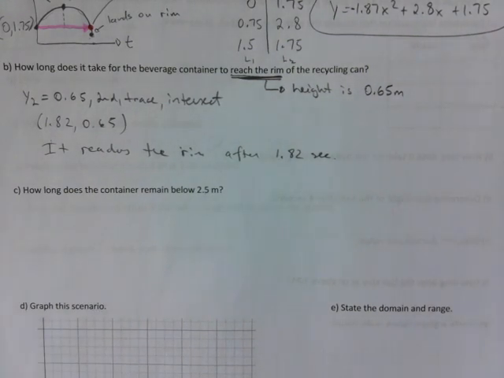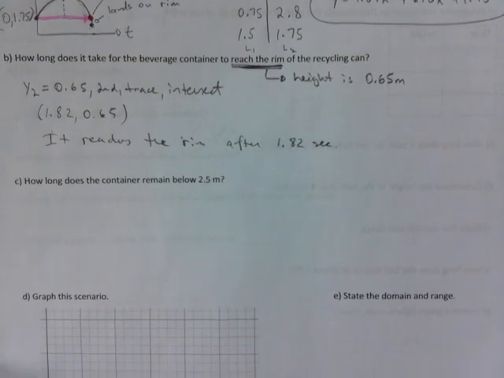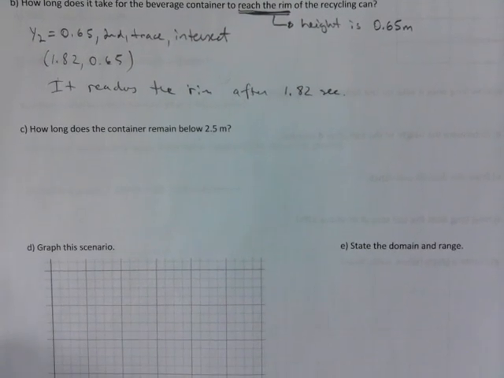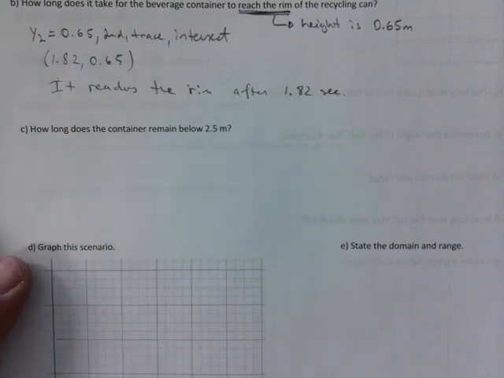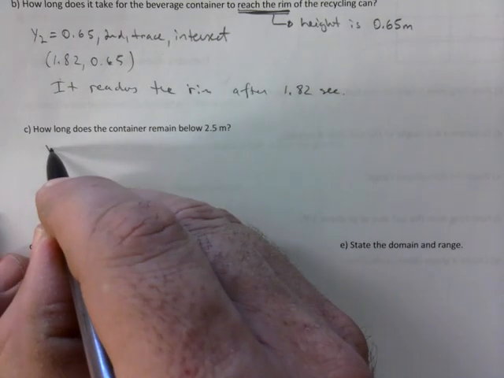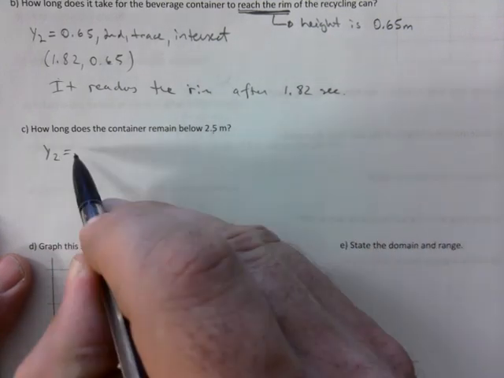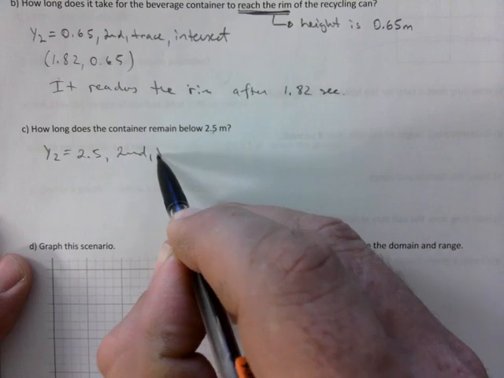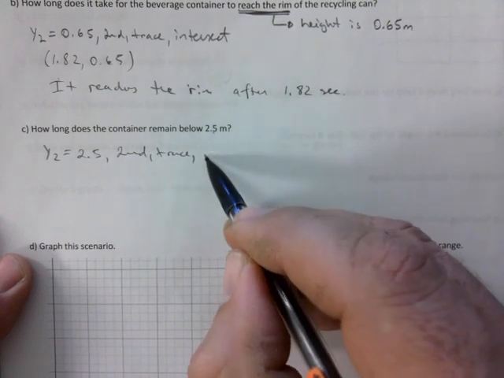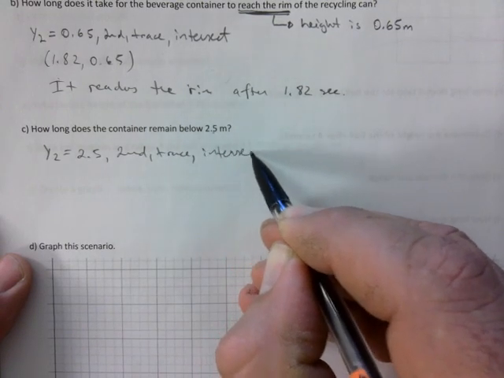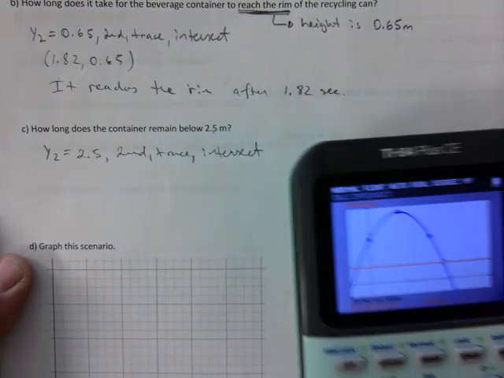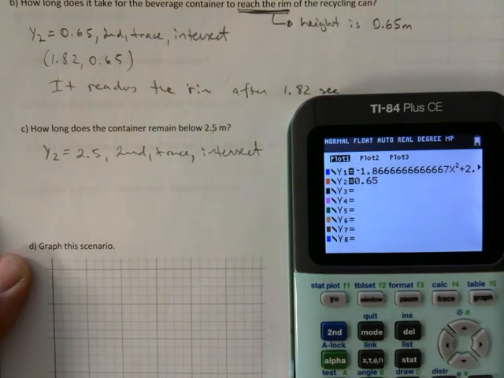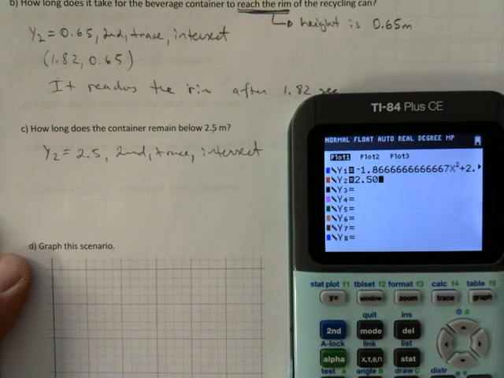How long does a container remain below 2.5 meters? Let's see how that works. We've done these types of questions before. I think what you should know for sure is, well, let's focus in on that height. What happens there? Second, trace, intersect. Let's go ahead and see what that looks like. Y2 is 2.5. Sorry, 2.5, not 2.55.